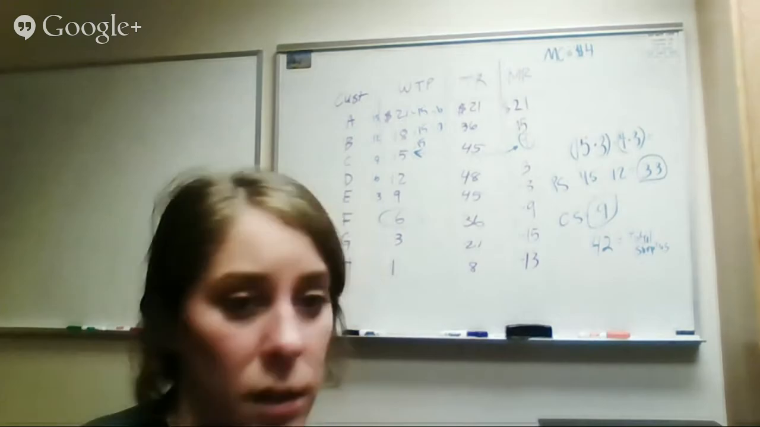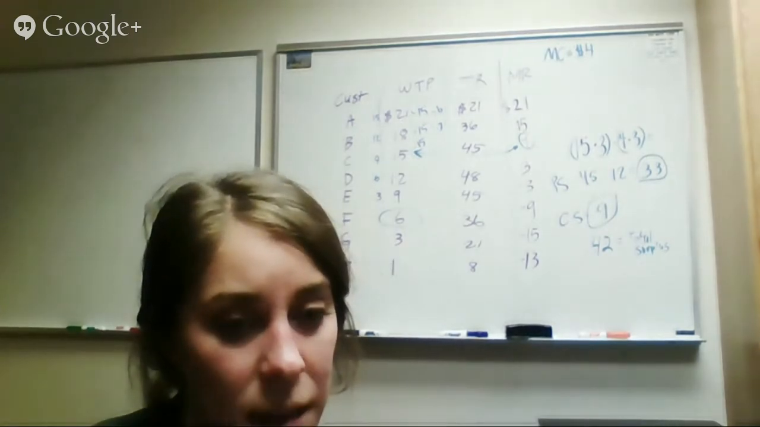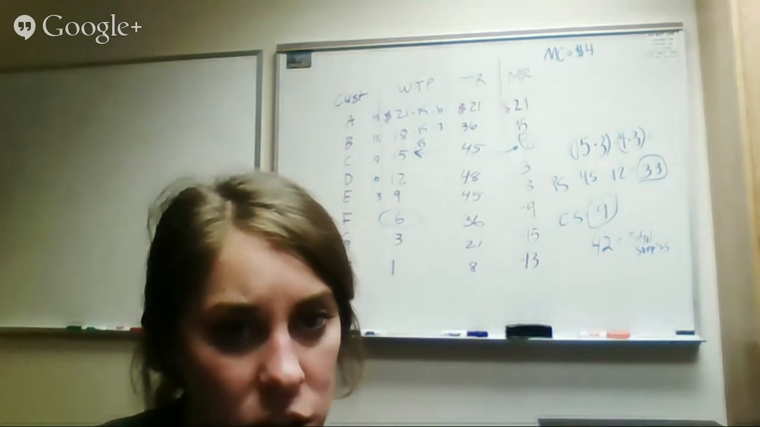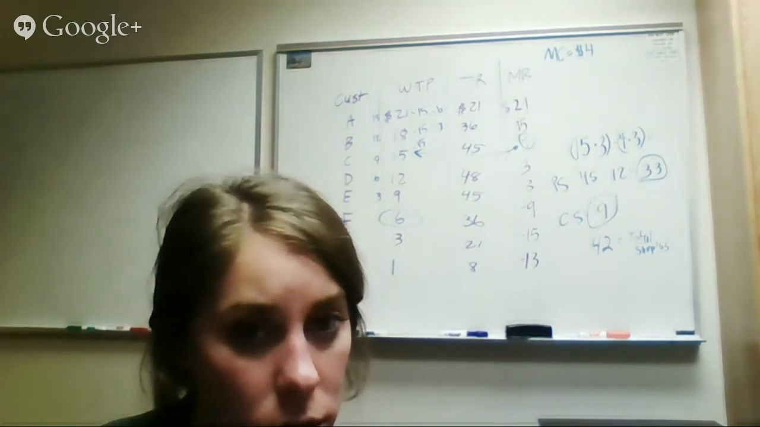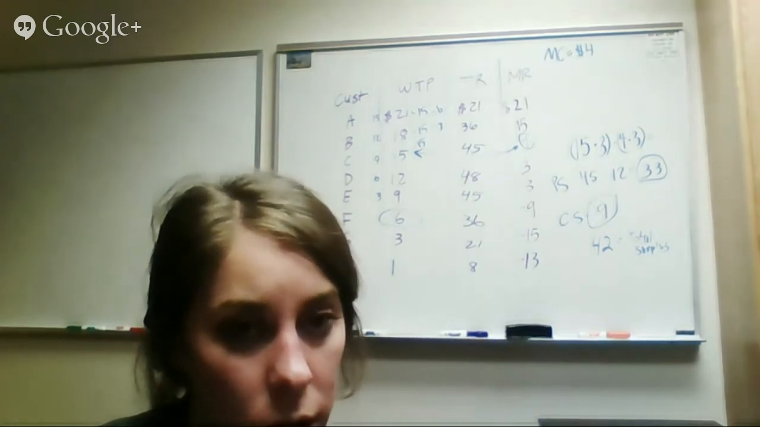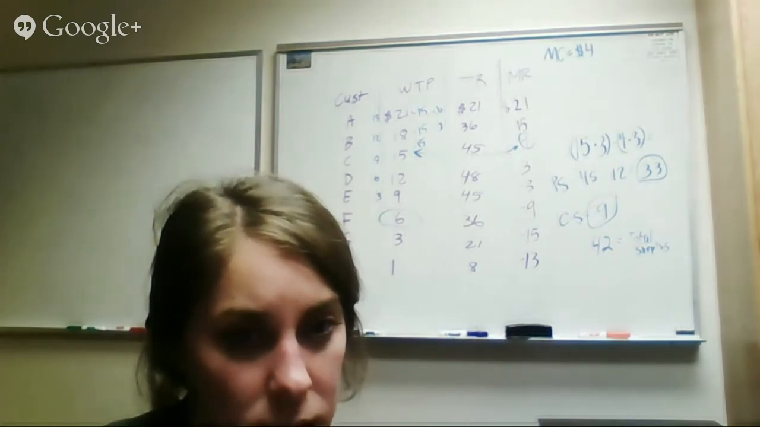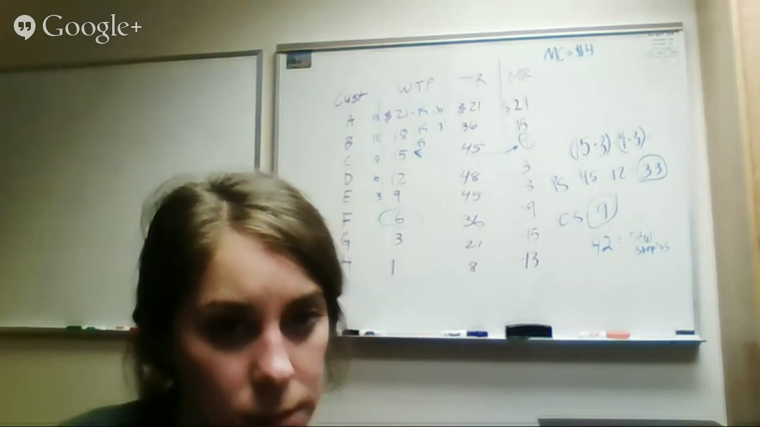Okay, so now we have number 2, which is building on number 1 in the review. So using the information, we have to graph the demand curve, the marginal revenue curve, these prices, surplus, and deadweight loss.